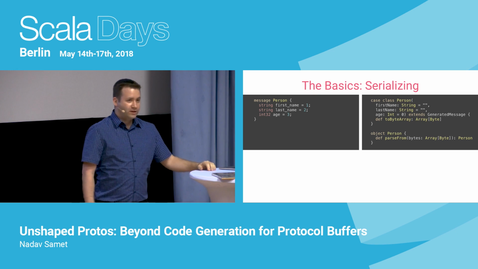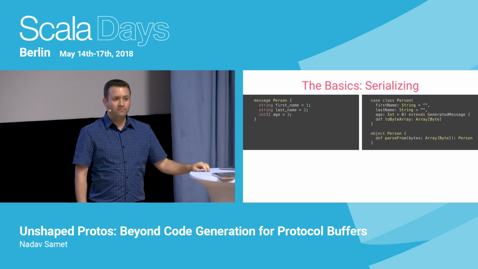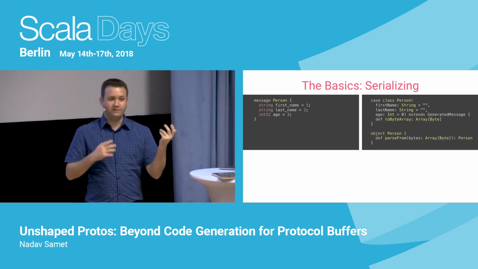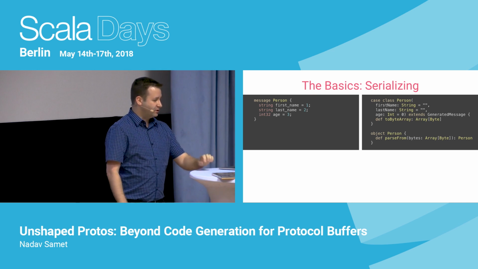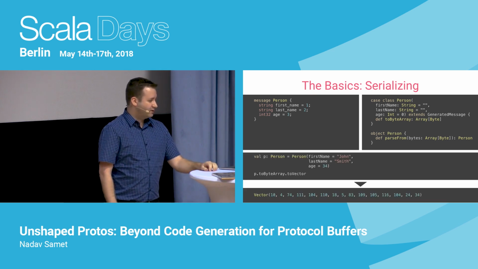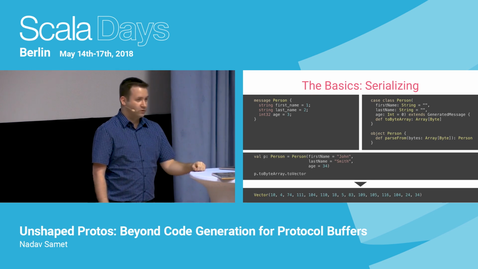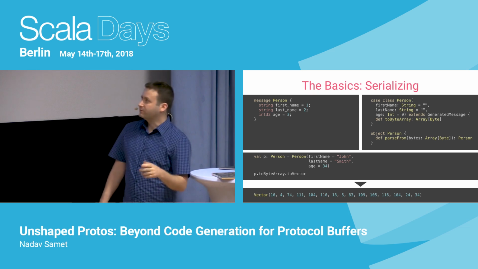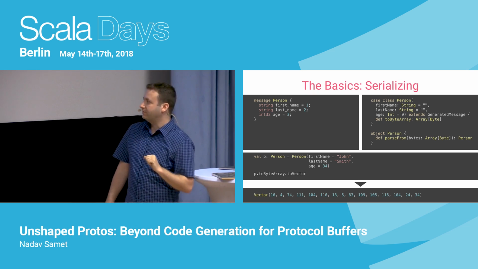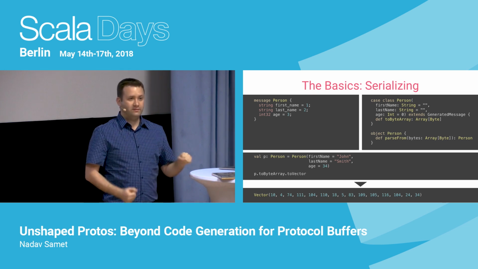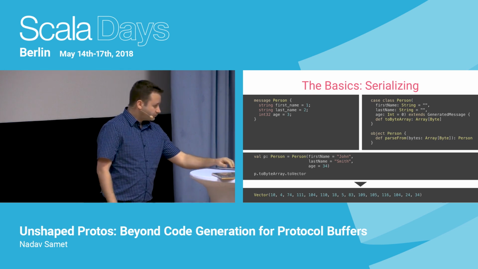In the companion object, we have a method called parseFrom, which does the opposite thing. It basically takes the array of bytes and gives you back the instance that you serialized. So let's see this in action. I start with defining a person, and it has a first name, a last name, and an age. I just put some values, and I call toByteArray. And I also make it a vector, so the representation is a little bit nicer. And you see at the bottom, we get an array of numbers that represent the message.